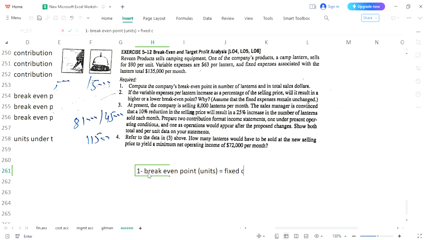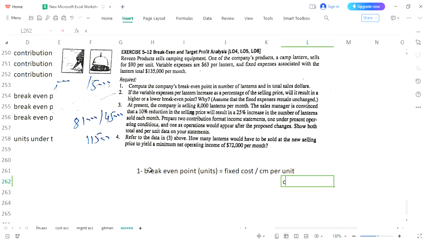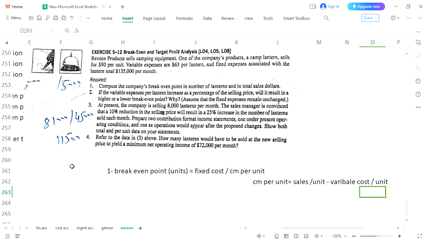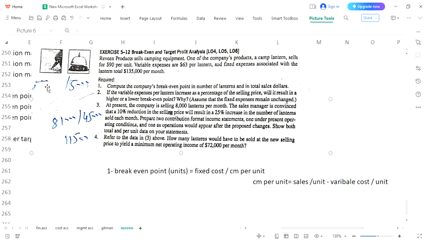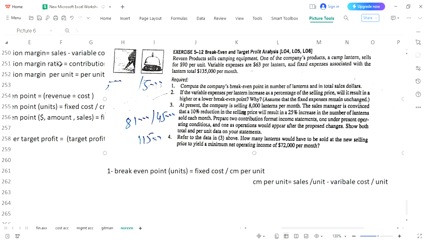You will take fixed cost and divide it by your CM but per unit. And you have a complete idea how to calculate your CM per unit. You will take sales per unit and subtract variable cost per unit. Okay, this way you will complete your formula. And obviously we have already written over here in our statements, contribution margin per unit.